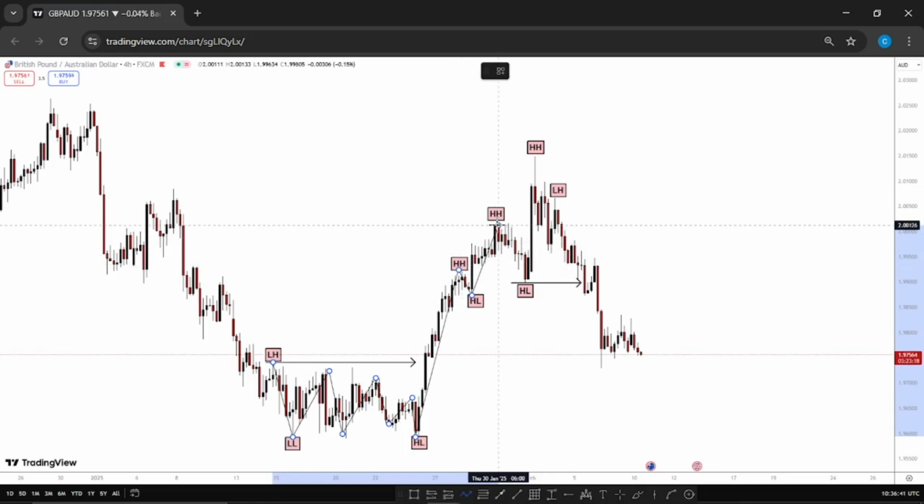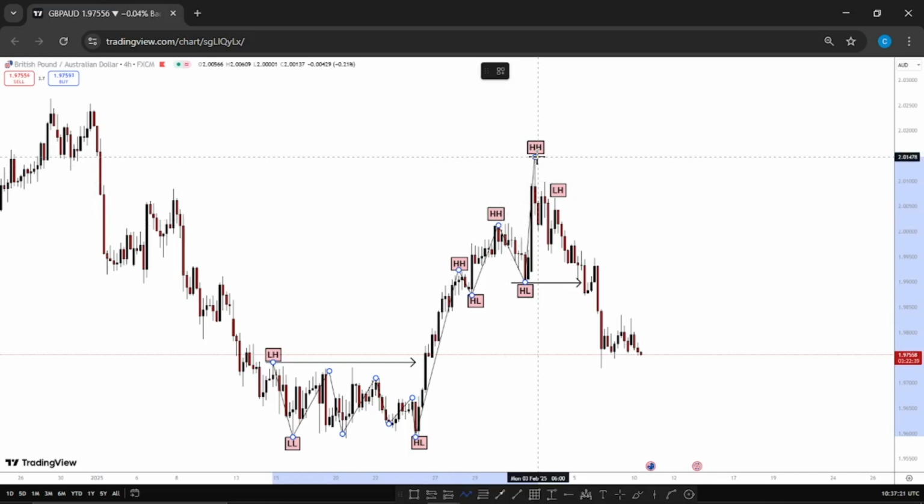After this high was formed, what did the price do next? Price retraced down to create a new higher low. Why is this a new higher low? Because this low is higher than each previous higher low. So now this becomes our new higher low. After this higher low was created, what did the price do next? Price went back up to create a new higher high. And why is this our new higher high? Because this high is higher than that of its previous high. So now this becomes our new higher high.